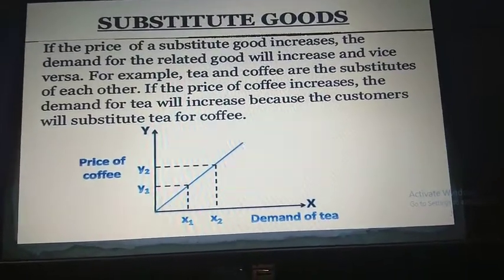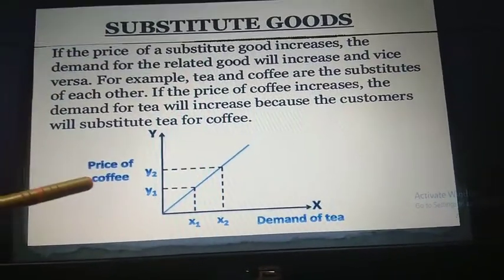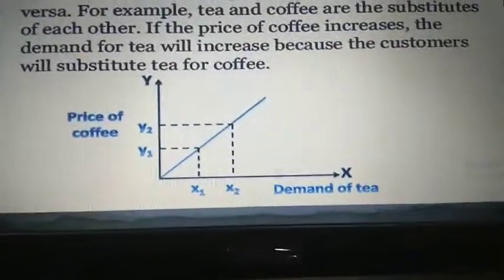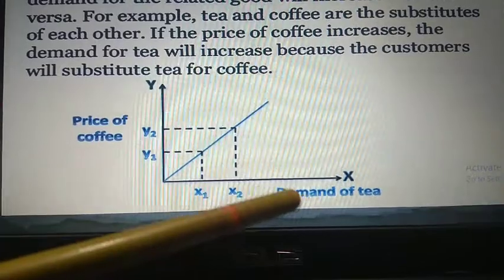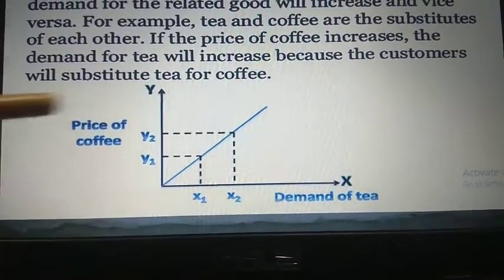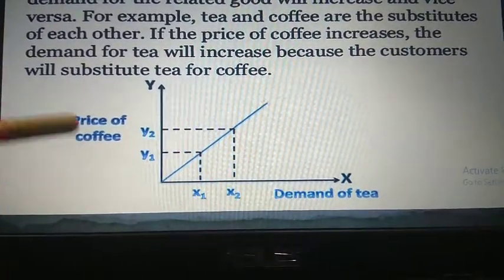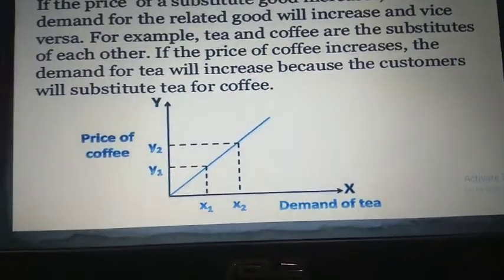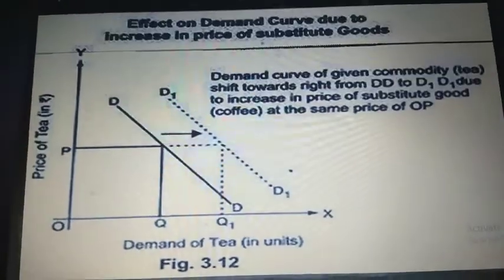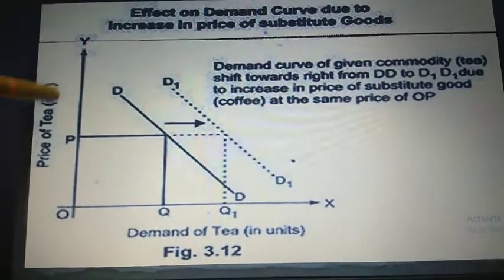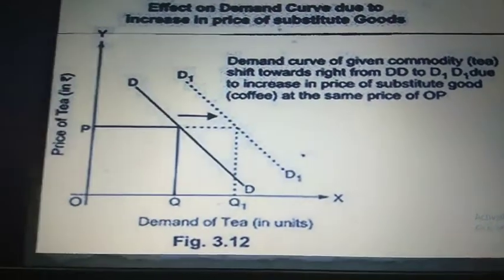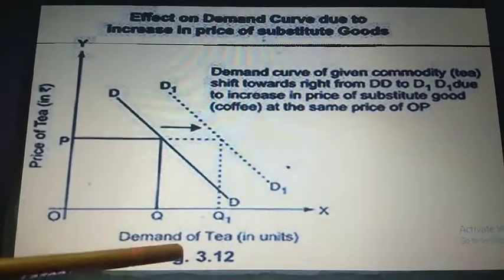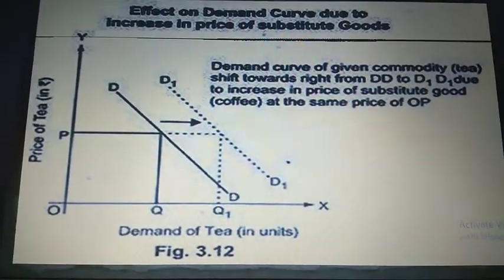I was showing you the relationship between the price of substitute goods and the demand of the given good. What do you see in this diagram? I have taken the demand of tea on the x-axis and the price of coffee on the y-axis, so two different goods have been taken on two different axes. But when I'm showing the effect on the demand curve and drawing a downward sloping demand curve, it is always required to take the same good on both the axes.